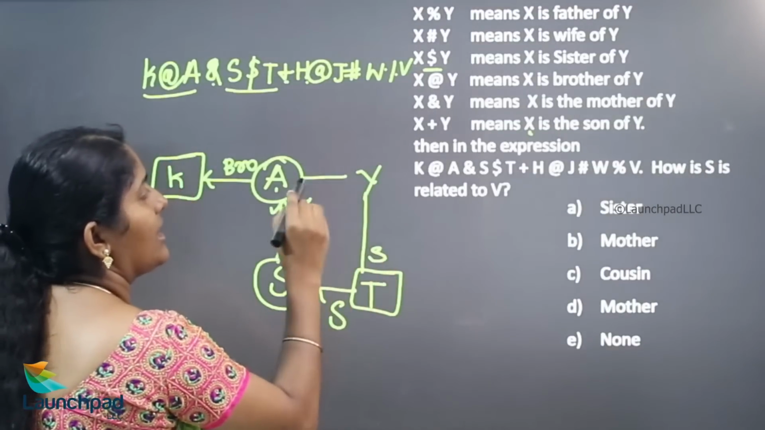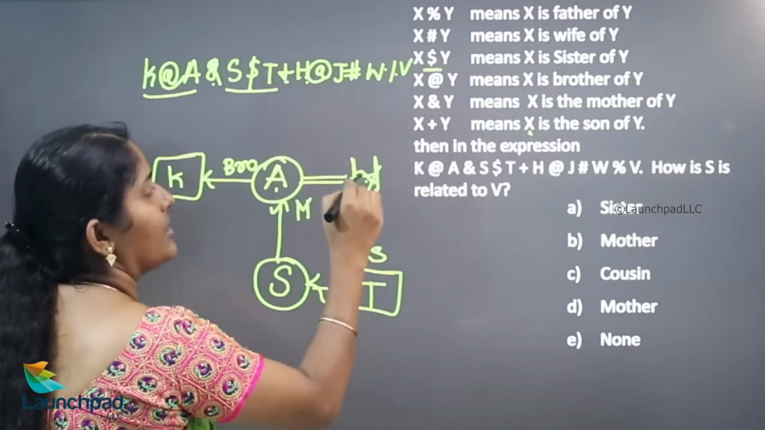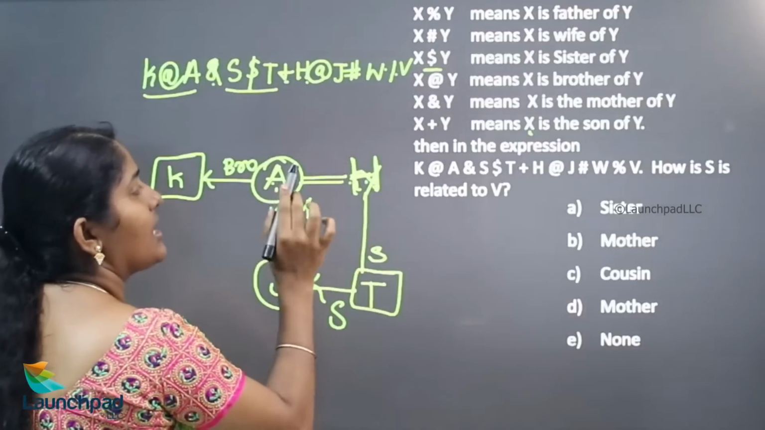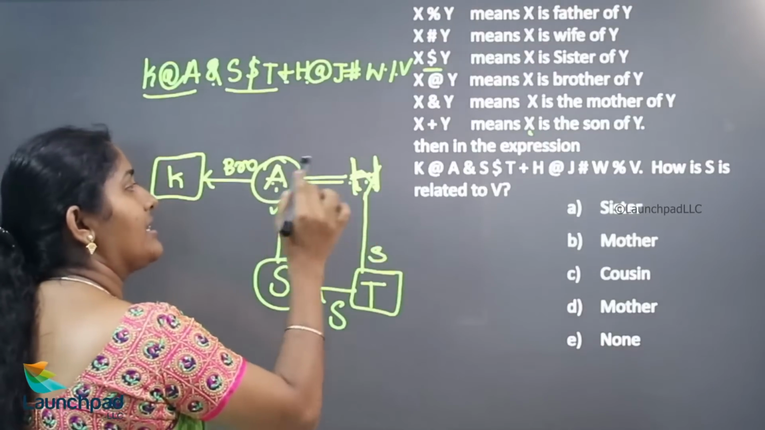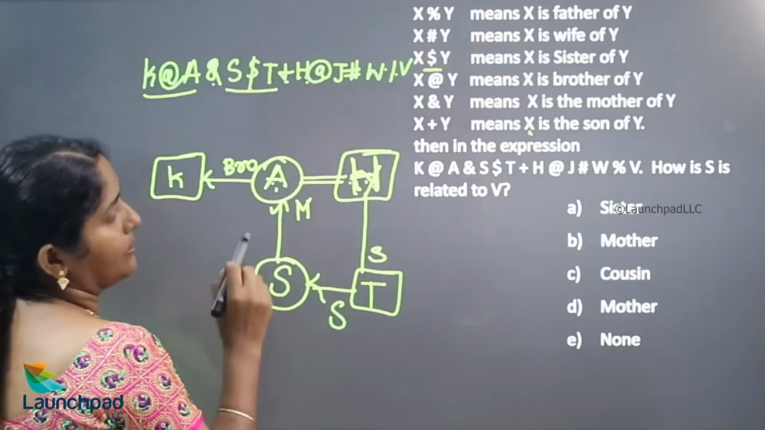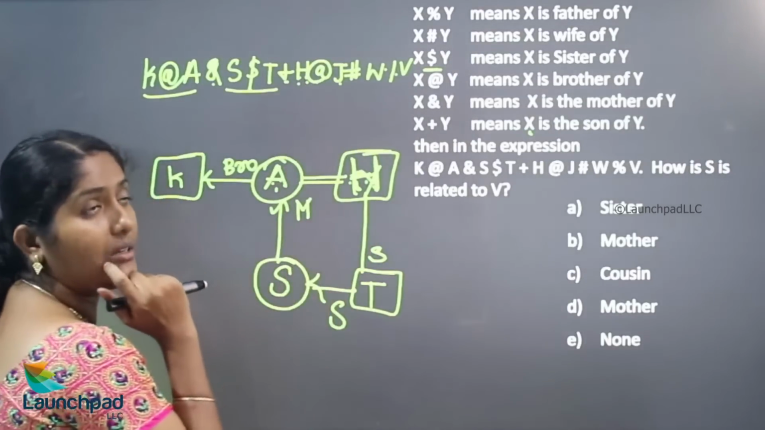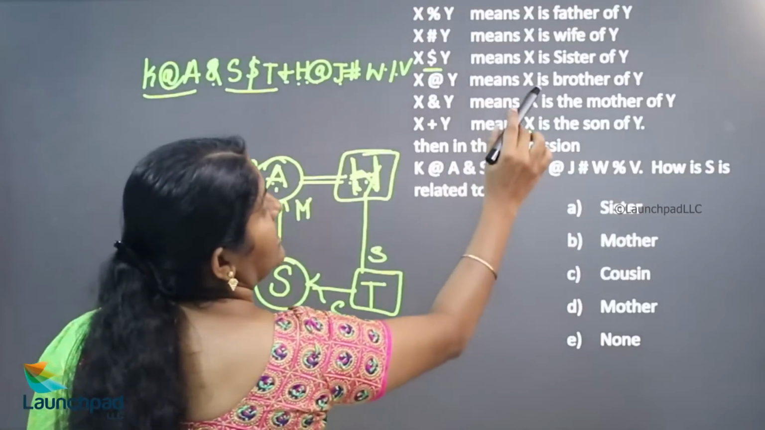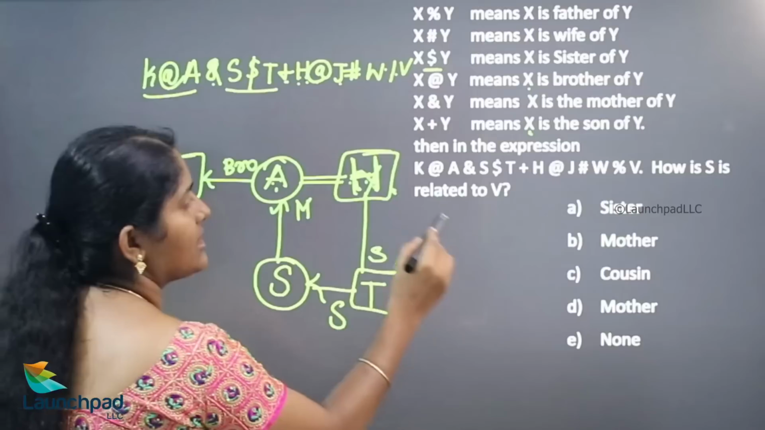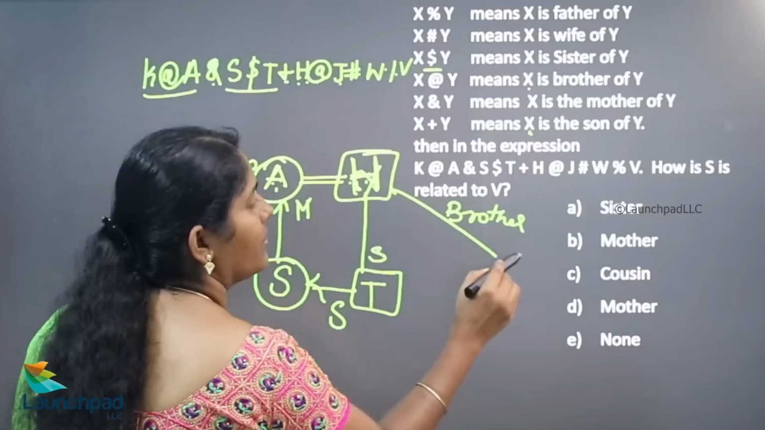Sorry, not Y, H. So A and H are a married couple. Here A is wife, H is husband. Now next, H at J. At means H is brother of J.